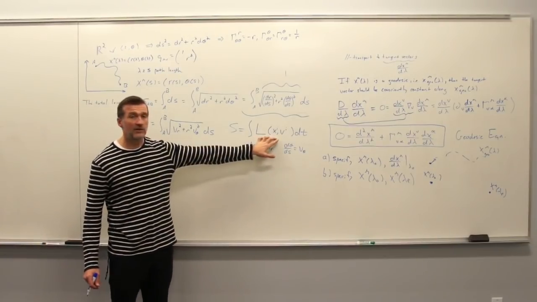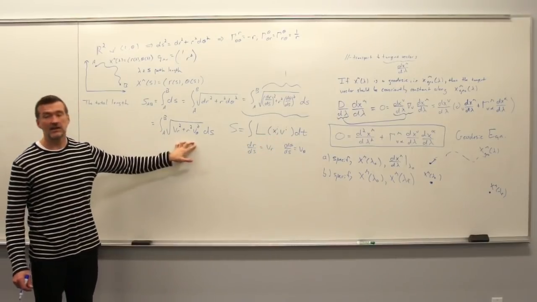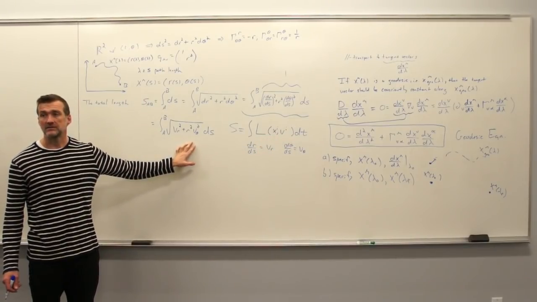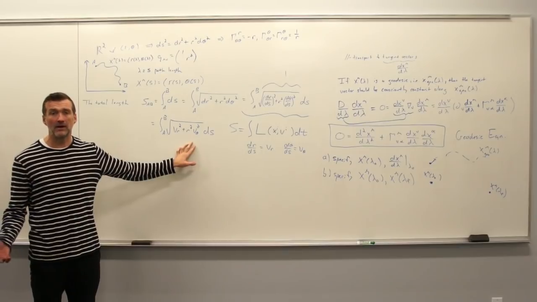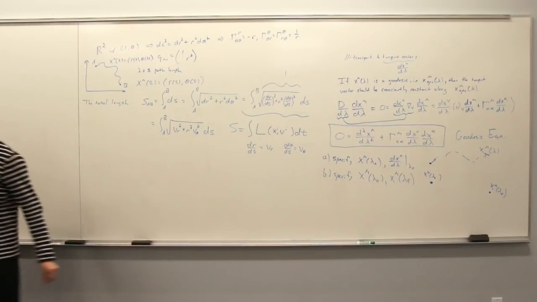Look, there is no difference between extremizing this and extremizing this. If this leads you to the Euler-Lagrange equations, this is going to lead you to the Euler-Lagrange equations. The only difference is instead of t everywhere, it's going to be s everywhere. Okay?